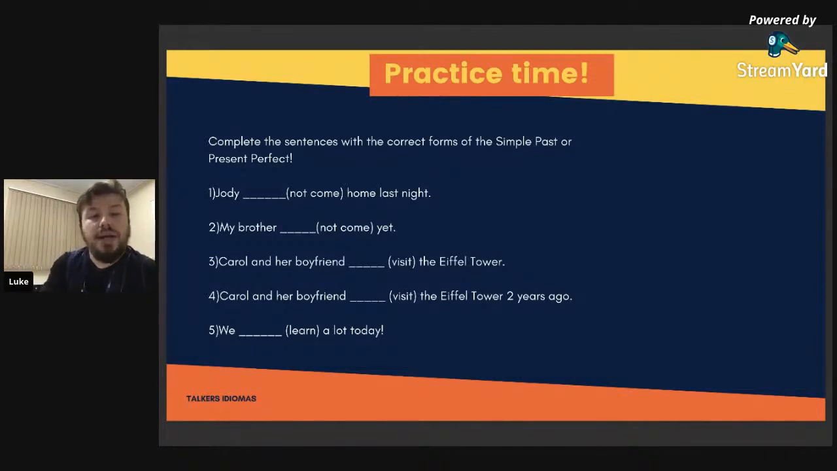What about the next one, number 3? Carol and her boyfriend, blank, visit the Eiffel Tower. Is it simple past or present perfect? Simple past or present perfect, number 3?